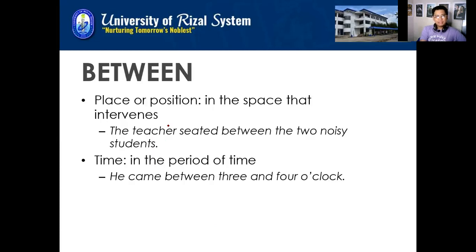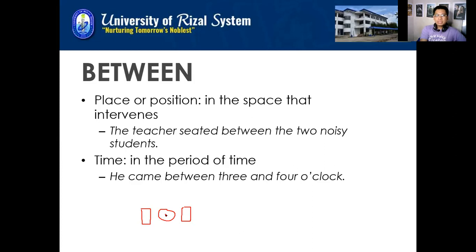Between, so in the space that intervenes. So the teacher seated between the two noisy students. So let's say for instance, this is the teacher and these are the two students. Okay, so we can say that the circle is in between the two boxes. Or for example, the teacher is seated between the two noisy students.